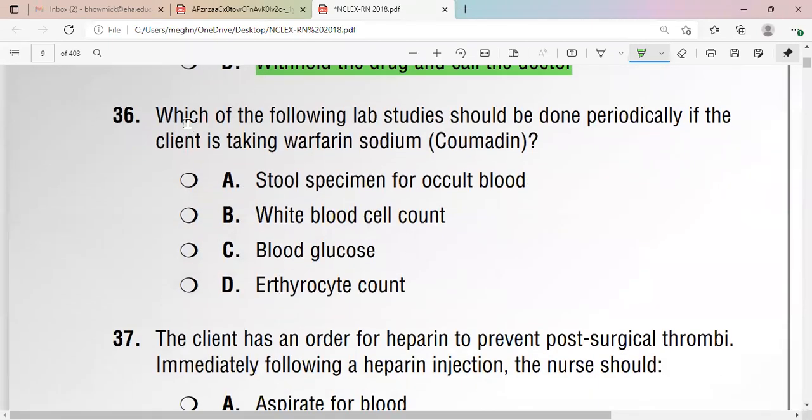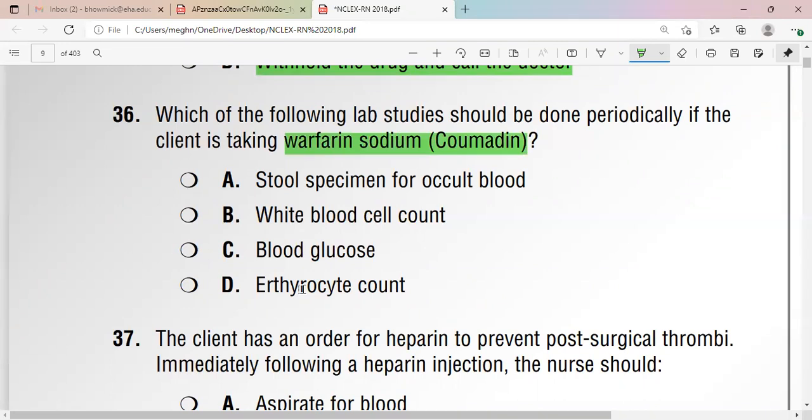Next question. Which of the following lab studies should be done periodically if the client is taking warfarin sodium? Another name for warfarin is Coumadin. So warfarin is a blood thinner, right? Number A, stool specimen for fecal blood. Number B, white blood cell count. Number C, blood glucose. And number D, erythrocyte count.